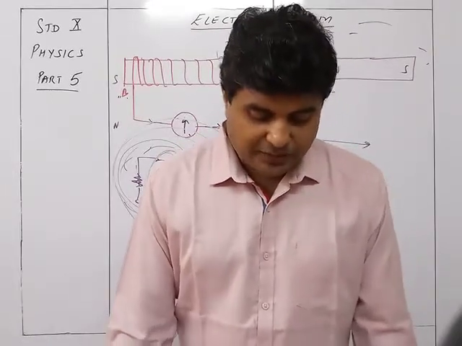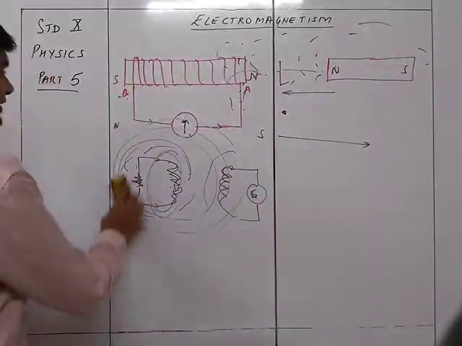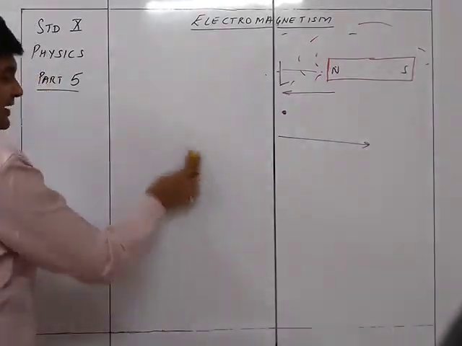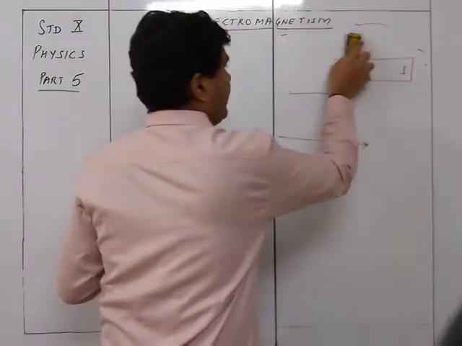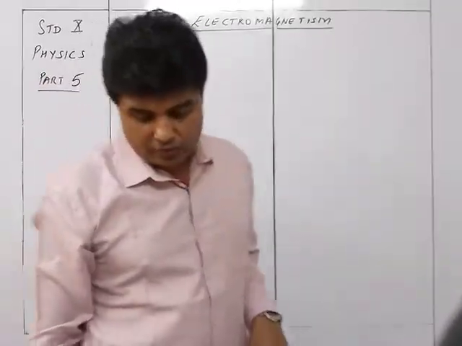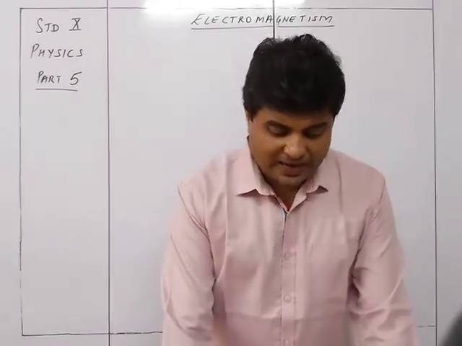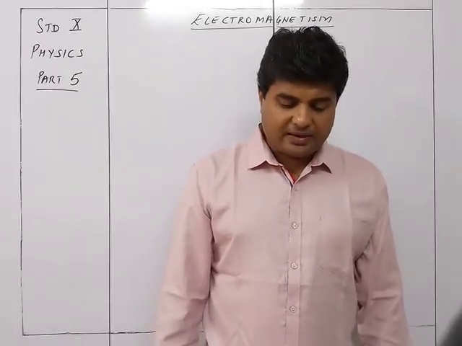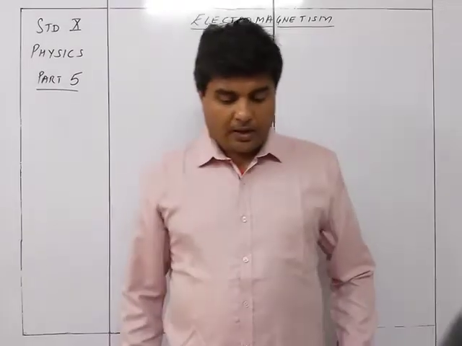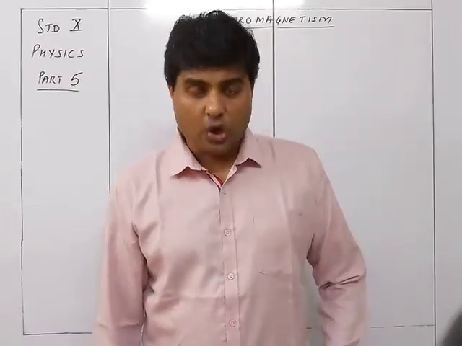Now we move on to the next part, that is the direction of induced EMF. So let's see the direction of the induced EMF. Just as we saw the direction of the force by Fleming's left hand rule, now we'll have a similar one, but it will be Fleming's right hand rule. The direction of the induced EMF and hence the direction of the induced current depends on whether there is an increase or decrease in the magnetic flux. It can be obtained by either of the following two rules: Fleming's right hand rule and Lenz's law.